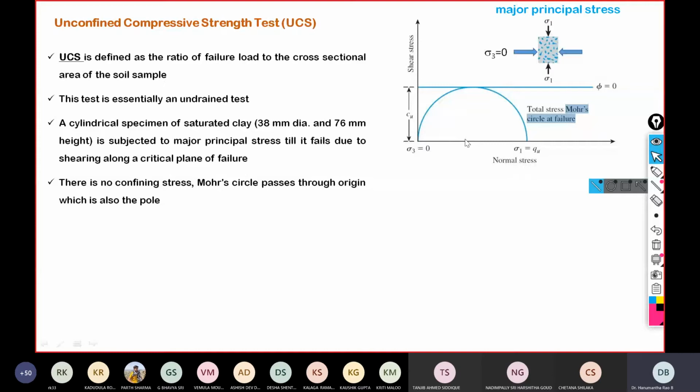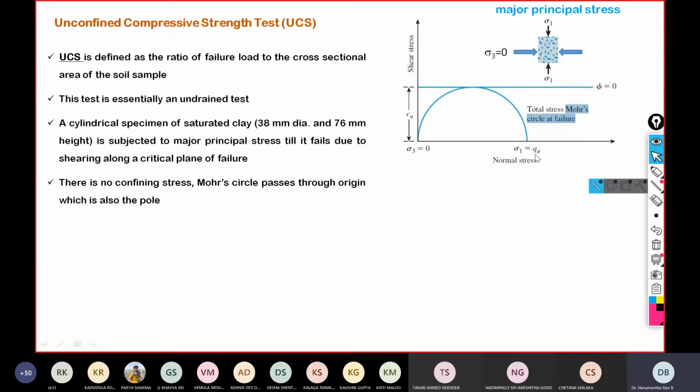While the radius of the Mohr circle is nothing but the cohesion. So when you conduct any UCS test, we will get only one single circle because the sigma 3 value is 0. So the only one that exists is sigma 1.